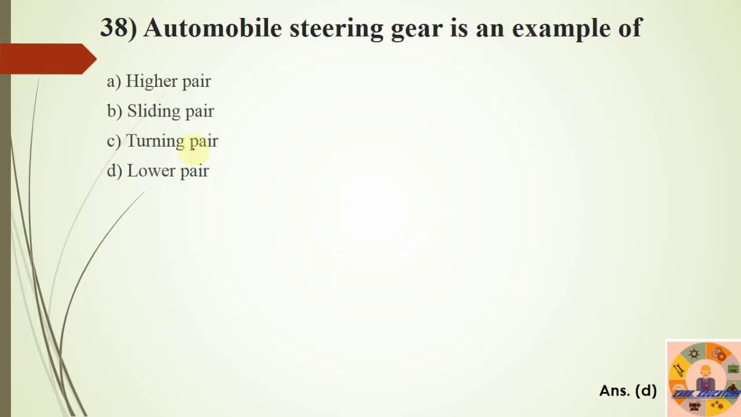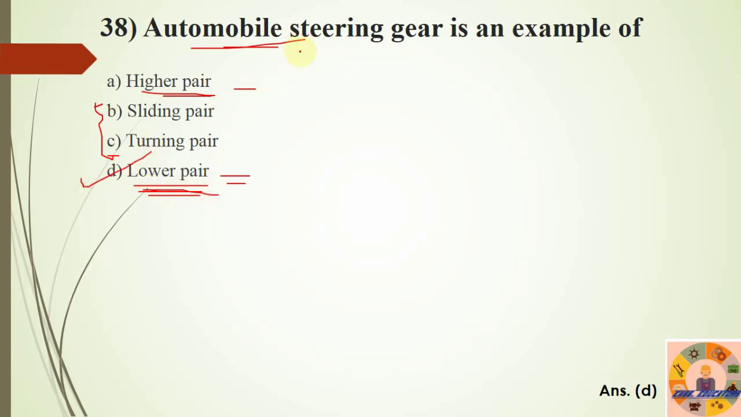Next question is, the automobile steering gear is an example of option A higher pair, option B sliding pair, option C turning pair, and option D lower pair. So we know higher pair has the point or line contact between two links, and lower pair have surface contact or area contact between two links. And lower pair usually comprise of turning and sliding pair. So the right option of this question will be option D, lower pair.